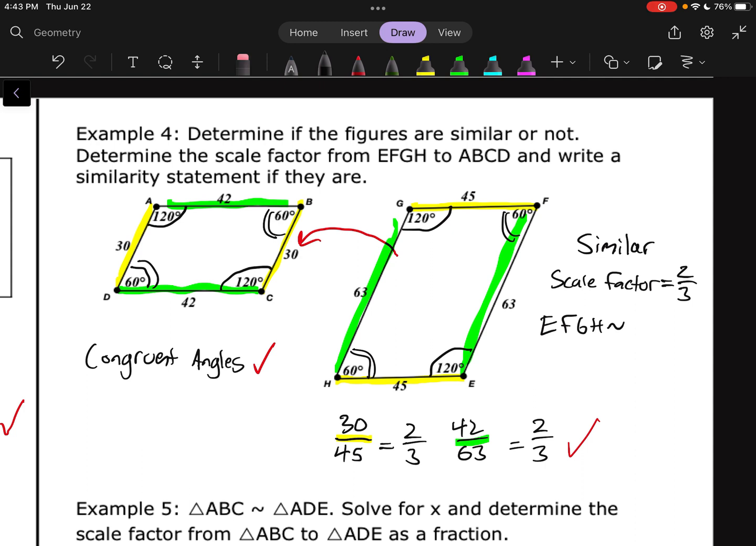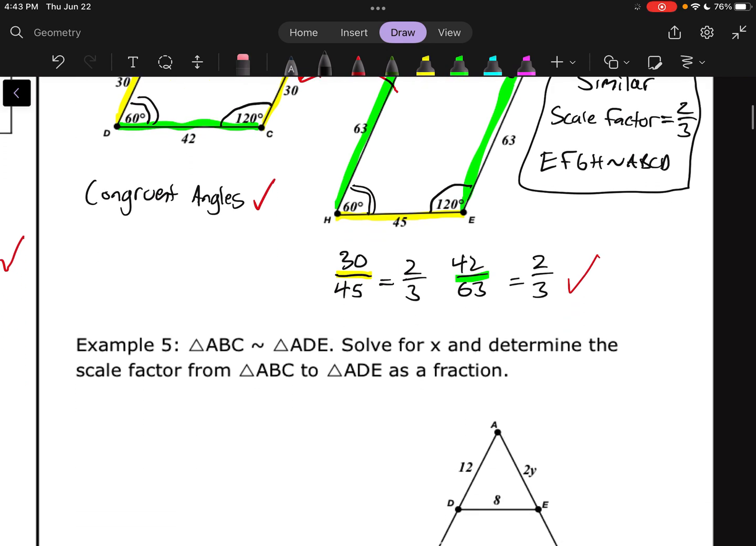EFGH is similar to ABCD. So once again, we knew that they were similar because angles were congruent, and those ratios reduced down to the same thing when I paired them up. The scale factor we found by doing new over old. We were getting smaller, going from EFGH to ABCD, and then we wrote a similarity statement by making sure that the letters were aligned.